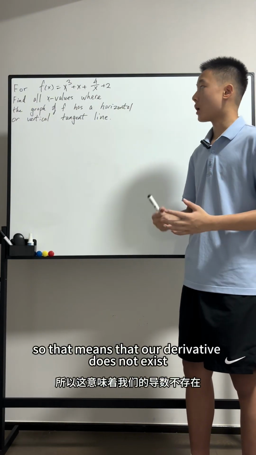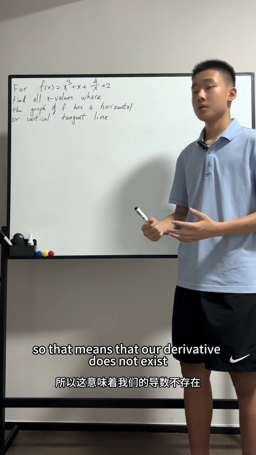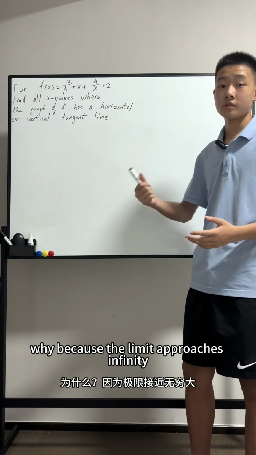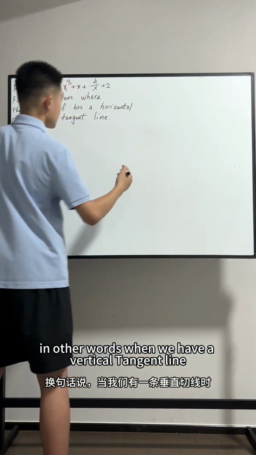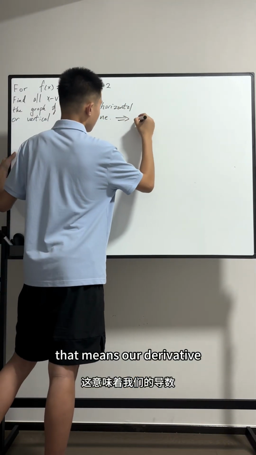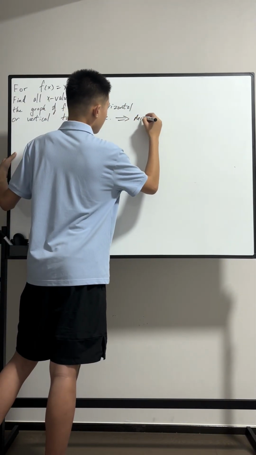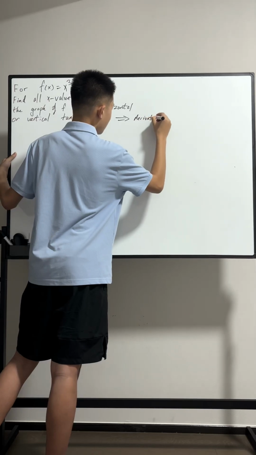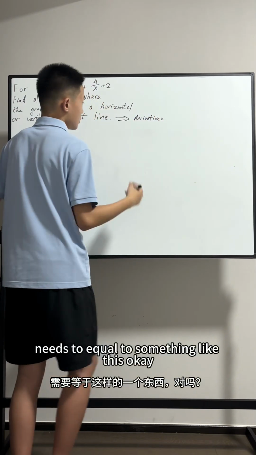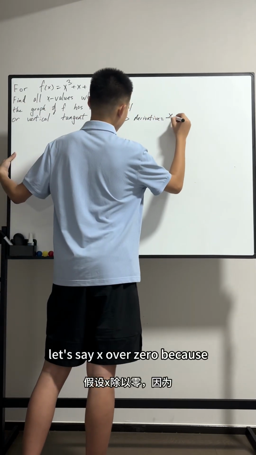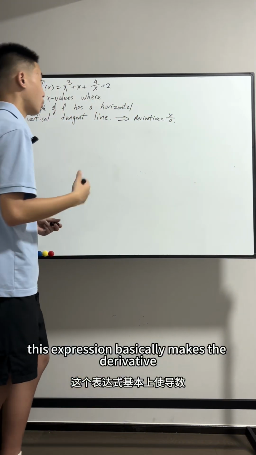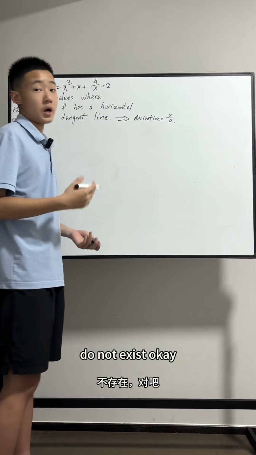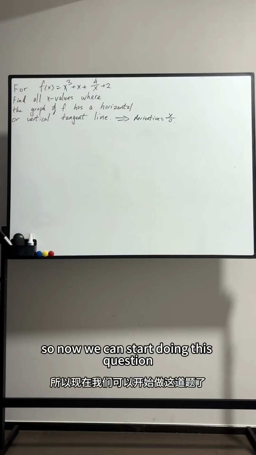So that means that our derivative does not exist. Why? Because the limit approaches infinity, right? So in other words, when we have a vertical tangent line, that means our derivative needs to equal something like this, okay? Let's say x over 0, because this expression basically makes the derivative not exist, okay? So now we can start doing this question.